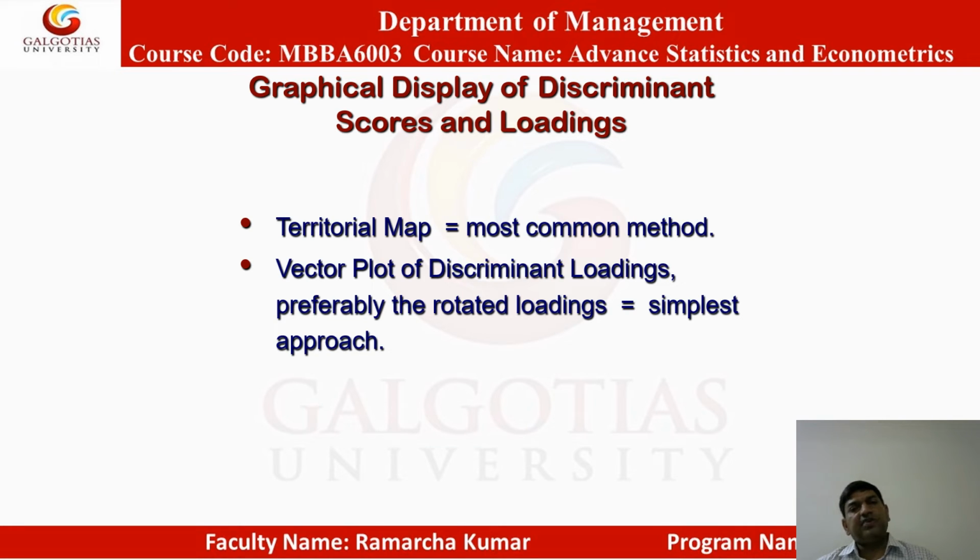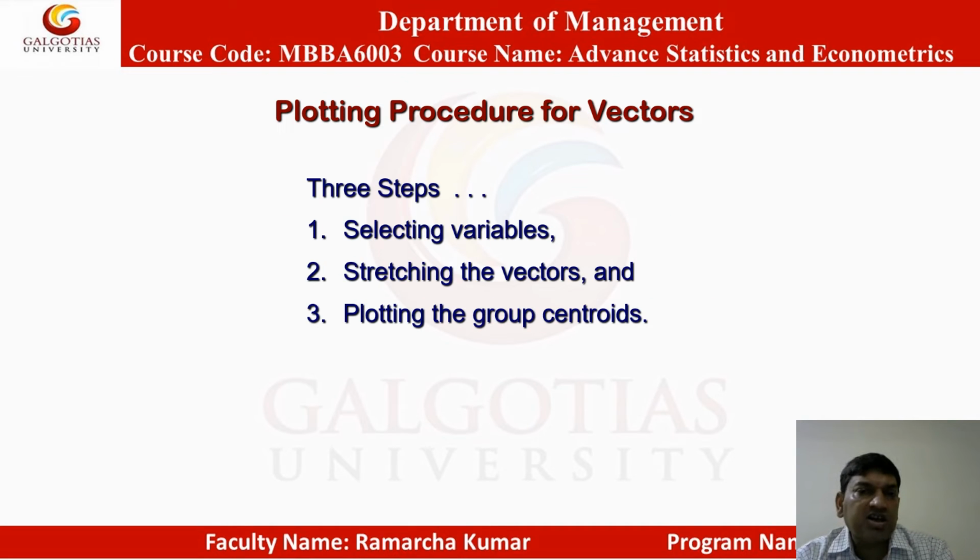Territorial map is the most common method, and vector plot of discriminant loadings, preferably the rotated loading, that is basically the simplest approach. Plotting procedure for vectors, 3 steps: selecting variable, stretching the vectors, and plotting the group centroid.